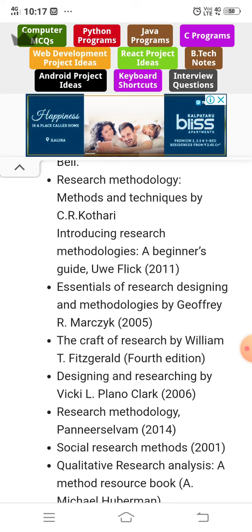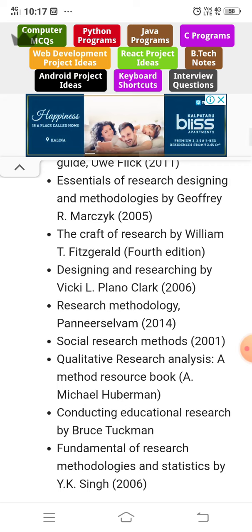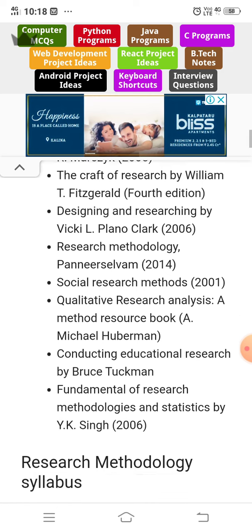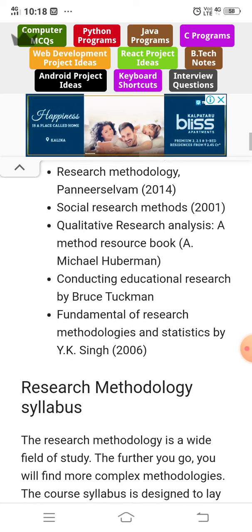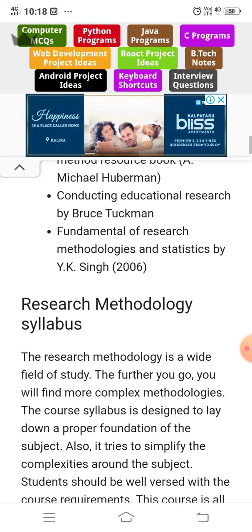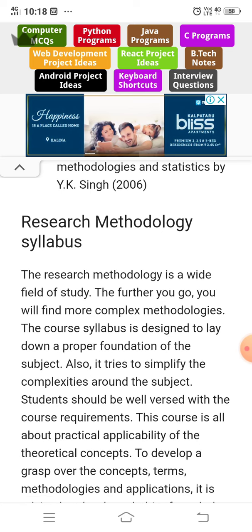Next is Essentials of Research Design and Methodology by Geoffrey R. Marczyk. Next is The Craft of Research by Wayne Booth. Designing and Researching by Vicki Plano Clark. Research Methodology by Panneerselvam. Social Research Methods, Qualitative Research Analysis: A Methods Sourcebook. Conducting Educational Research by Bruce Tuckman. Next is Fundamentals of Research Methodology and Statistics by Y.K. Singh.